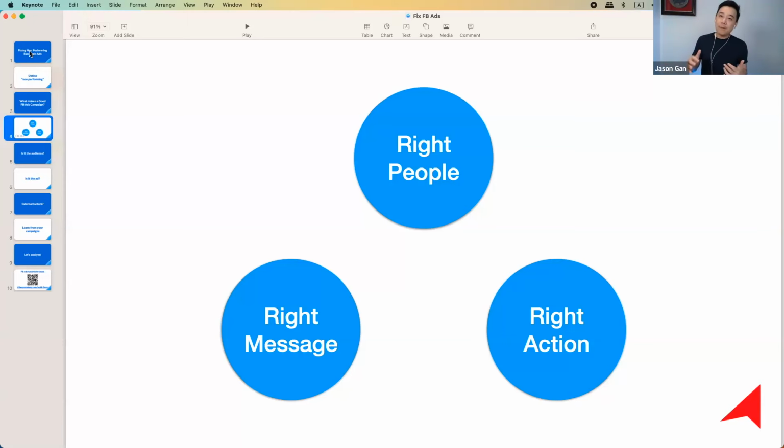And then after that, it has to be able to send to the right people. So this one is actually relatively easier to fix, because I would believe when you're running a business long enough, if you have been running a business long enough, you definitely know who are the people who are likely to buy from you.